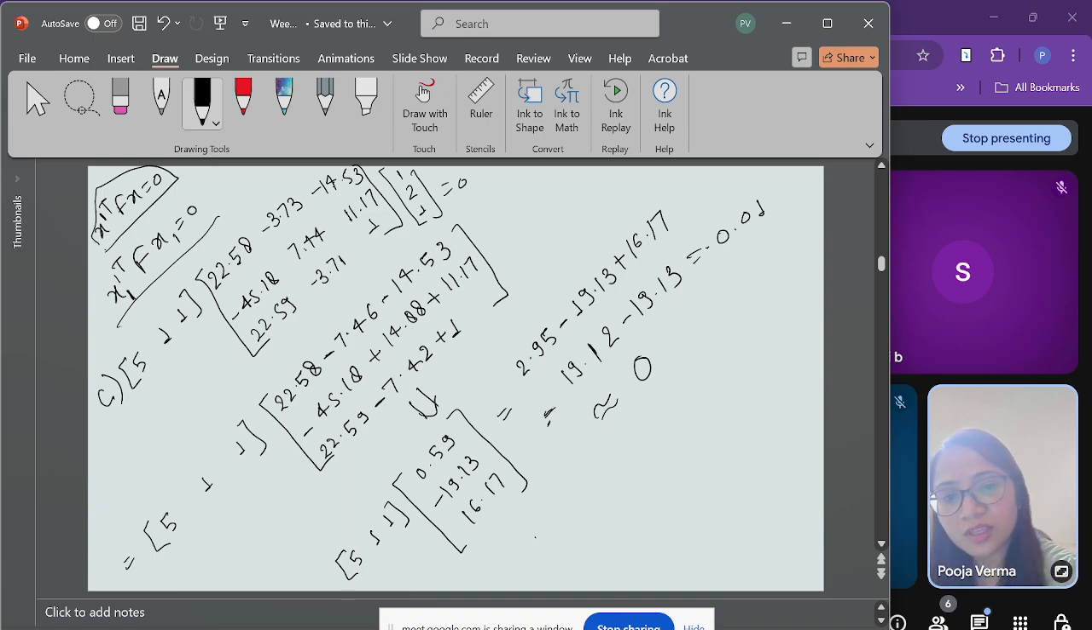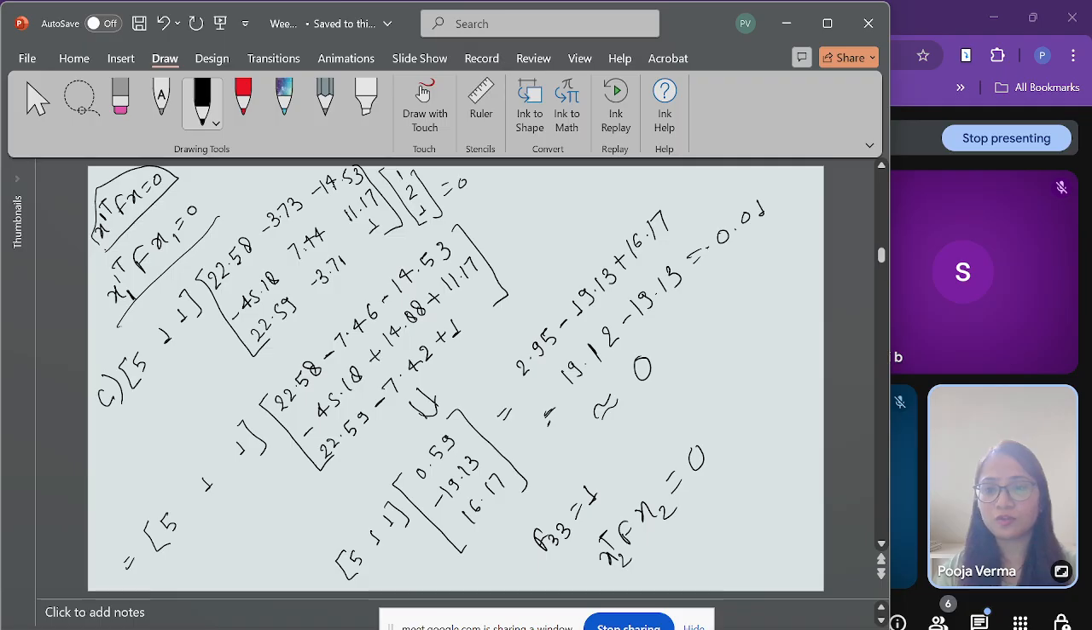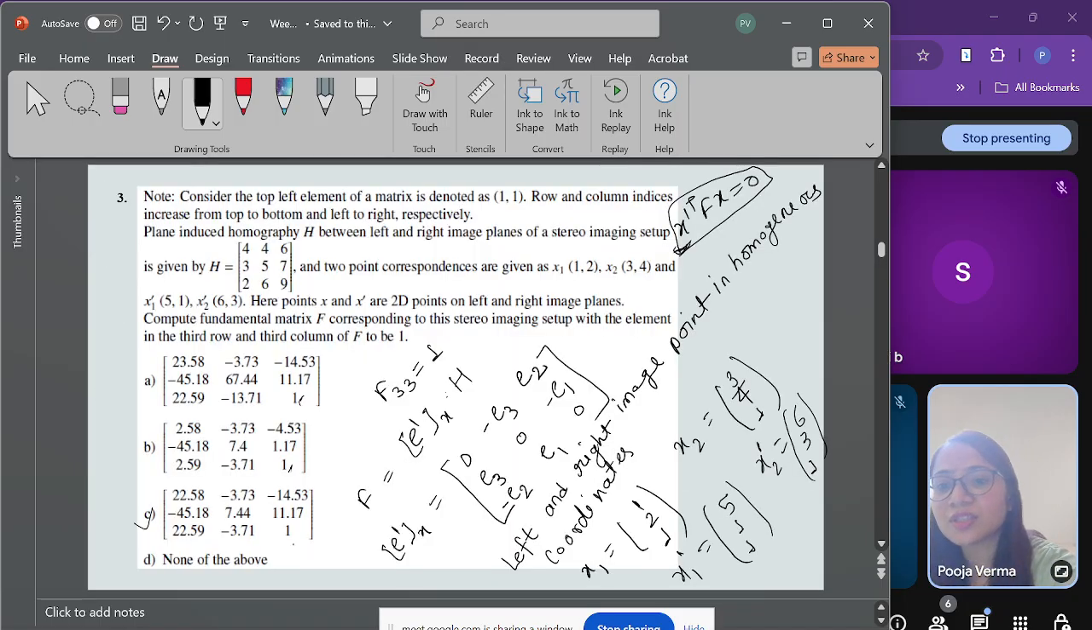And it is also said that F33 must be equal to 1. This constraint is also satisfied by this F matrix. You can also multiply with x2, x2 transpose F x2, and that will also give a value equal to 0. Okay, you just calculate it. So from here you can say that option C is the correct answer for this question. This F matrix satisfies all the constraints for the given image points and induced homography matrix.